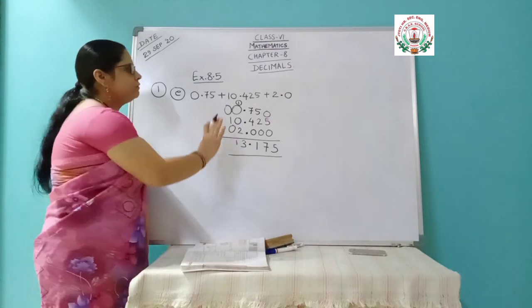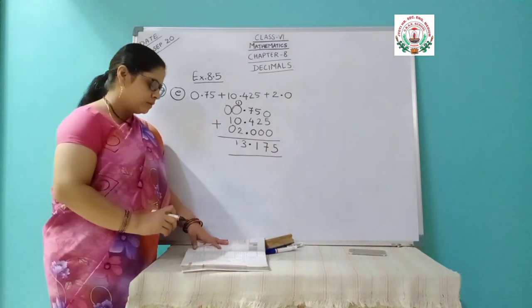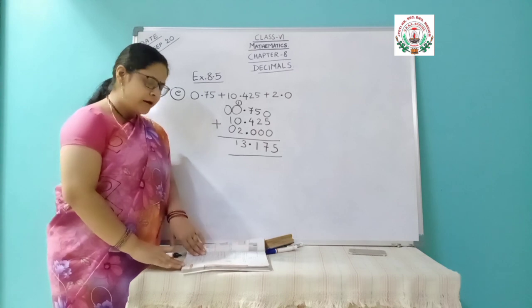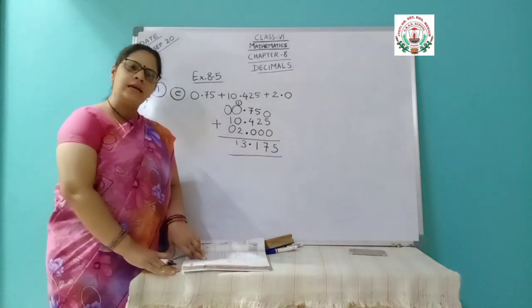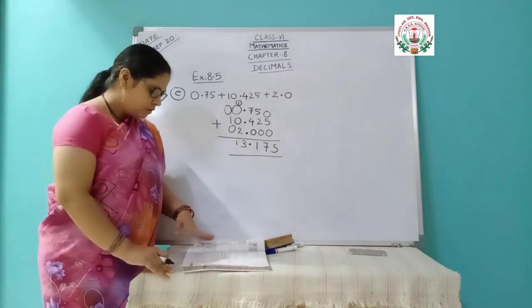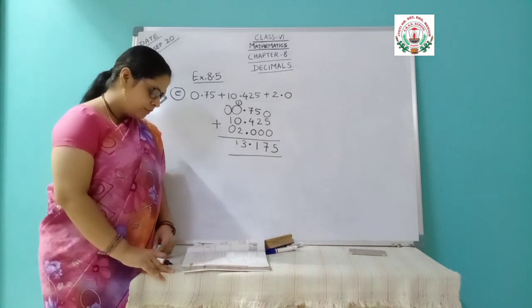Understood? So this way we are doing the addition. Now the F part you can do in the same way. 38 is given, so that you can write as 38.0. So F part you can do by your own.